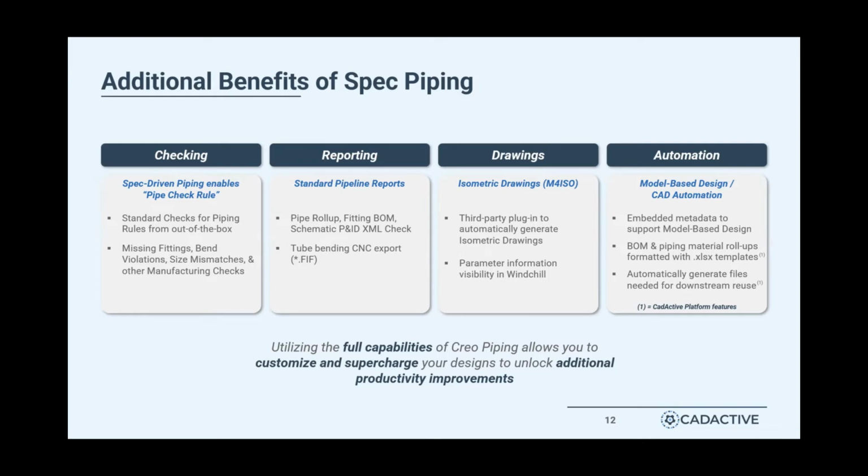On the manufacturing deliverable side, isometric drawings become infinitely more achievable with spec-driven piping. M4 ISO is the industry standard for creating isometrics. They're a third-party company based out of the UK. We've worked very closely with them to help implement that system and help customers set that up. But yeah, just a couple additional pieces of value that come from spec-driven piping.